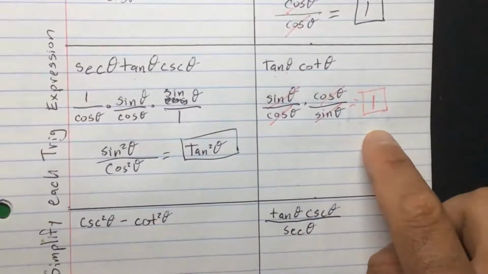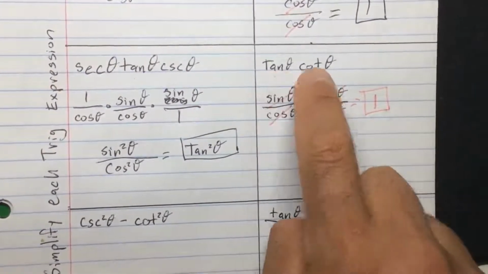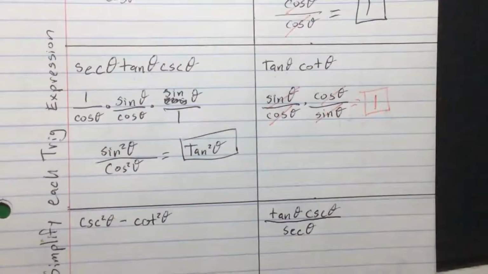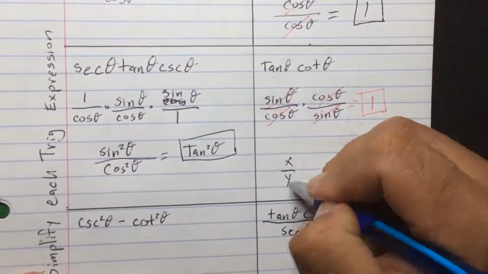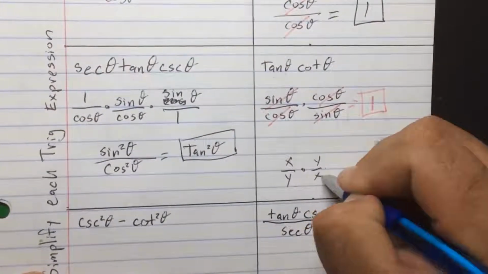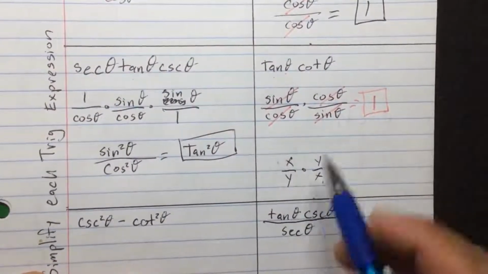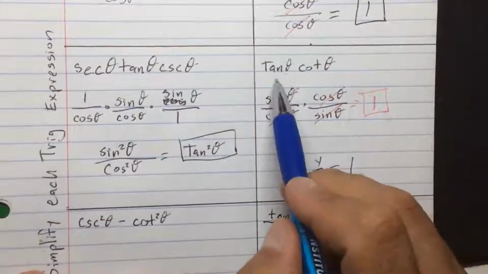Anytime you have reciprocal functions multiplying each other, they always equal 1 because they're reciprocal functions. Just like if we had, for example, x over y times y over x, regardless of what x is or y is, this indeed is going to equal 1. So it's the same thing with these here.